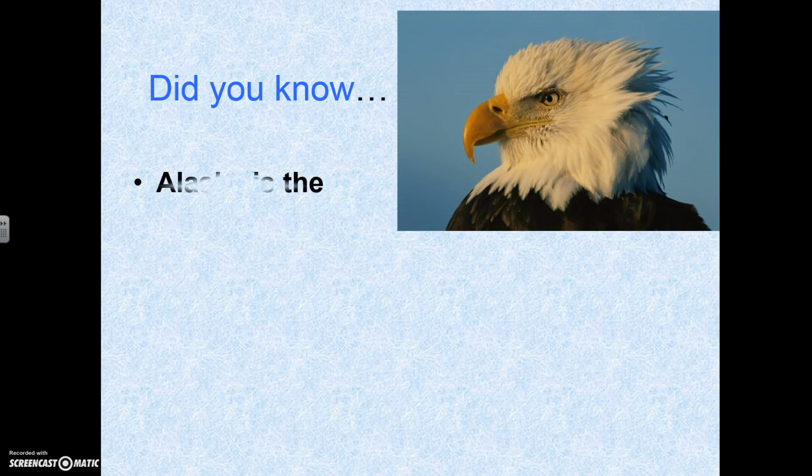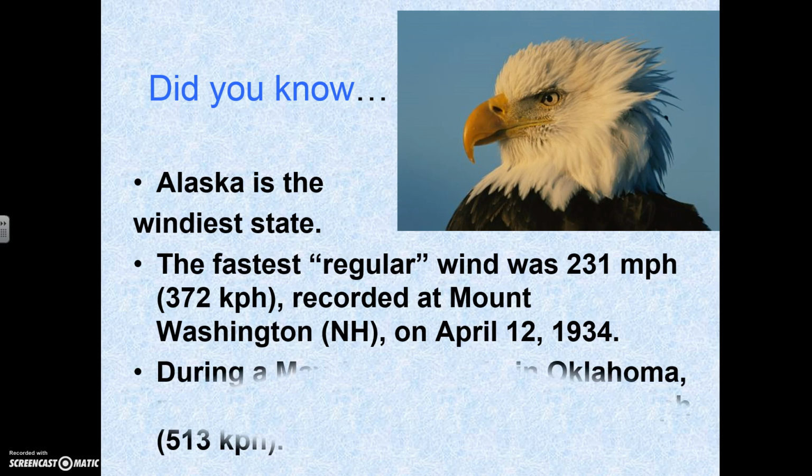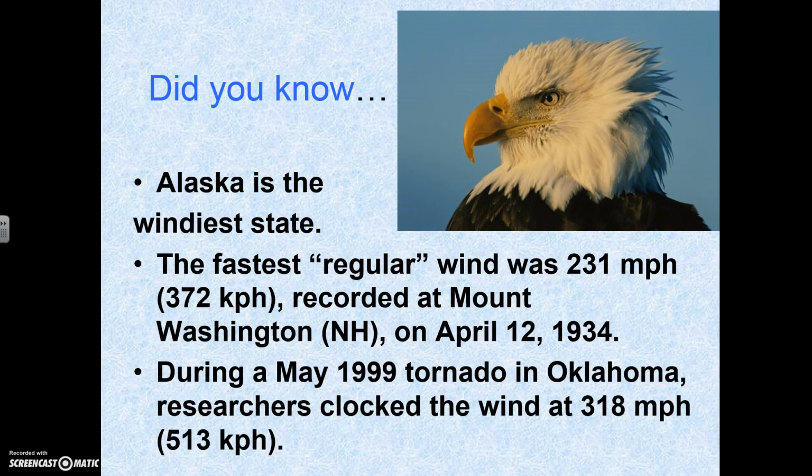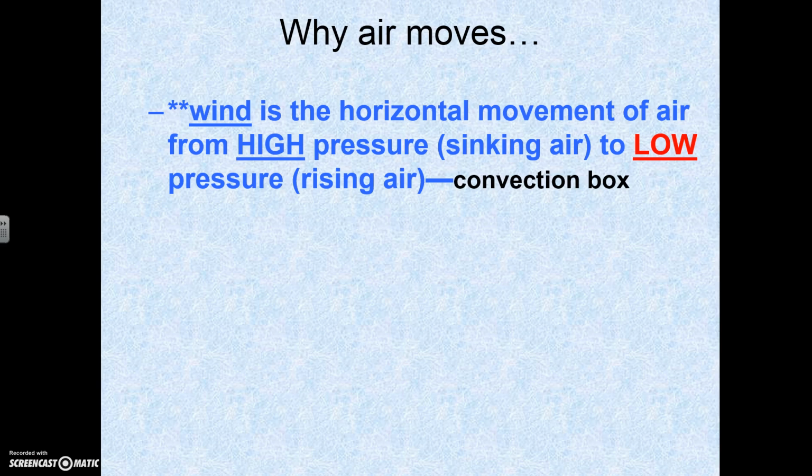All right, did you know that Alaska is the windiest state? Yes, it is. A lot of people think that Chicago is a windy city. It is very windy there, but Alaska is actually the windiest state, if windiest is a word. And during a May 1999 tornado in Oklahoma, researchers clocked the wind at 318 miles per hour, which was the highest recorded.